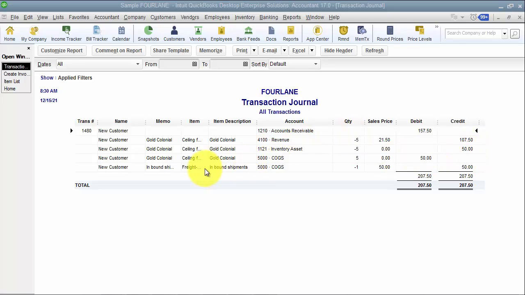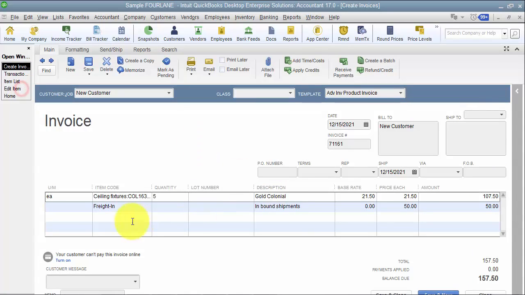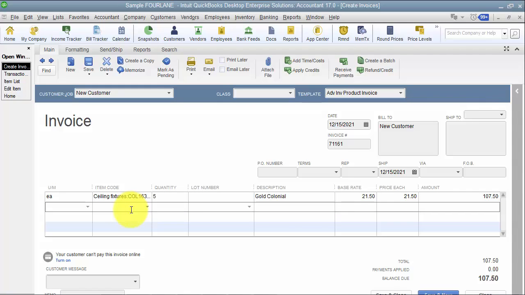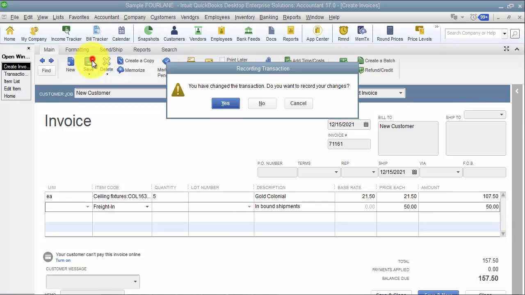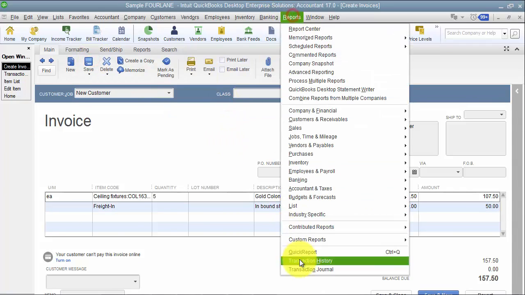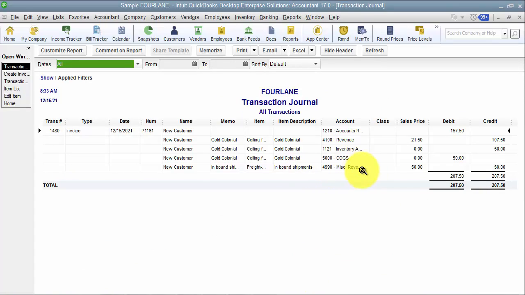Okay? Now when we get down to the non-inventory part down here, this is saying that it's affecting cost of goods sold. Now, we had just changed this, right, so that the account that was being affected was a sales type of account. So when I go back to my transactions, let's go back into my invoice and take away freight in and add it back in again. Okay, and say $50 and save it again. Okay, now when I pull up my transaction journal again, it's hitting my revenue account, right?